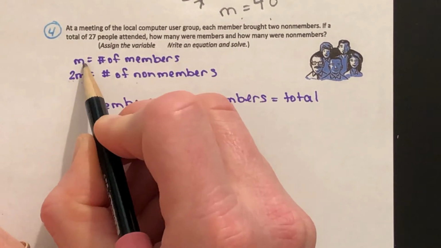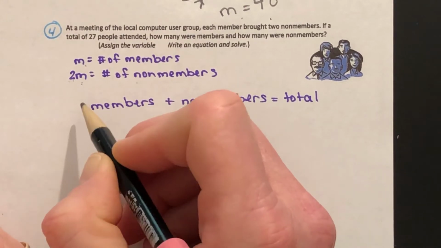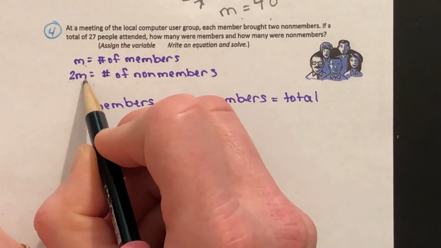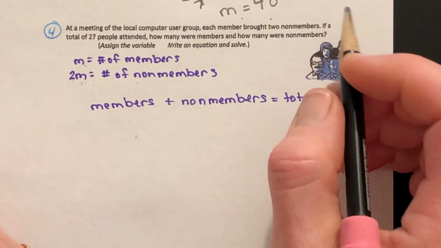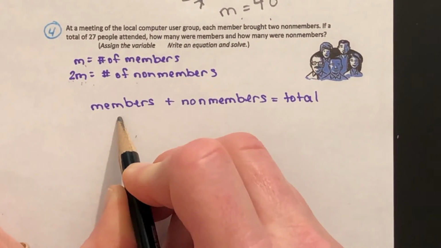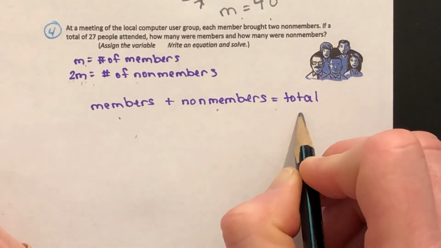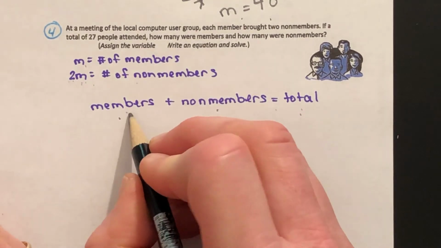So M for members, 2M for non-members. Because if there's 1 member, then there are 2 non-members. If there are 10 members, then there are 20 non-members. Now, to answer the question, I need to take the number of members, add the number of non-members, and that gives me the total. Now let me plug in what I have. How many members? M.